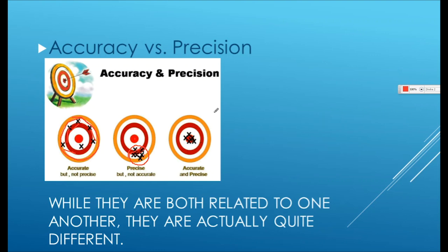And in the third one, you're both. You're precise because you're all around the same amount of space. You're pretty close together, and you're accurate because you're actually hitting the target where you really want, the bullseye, for the most points in this case.